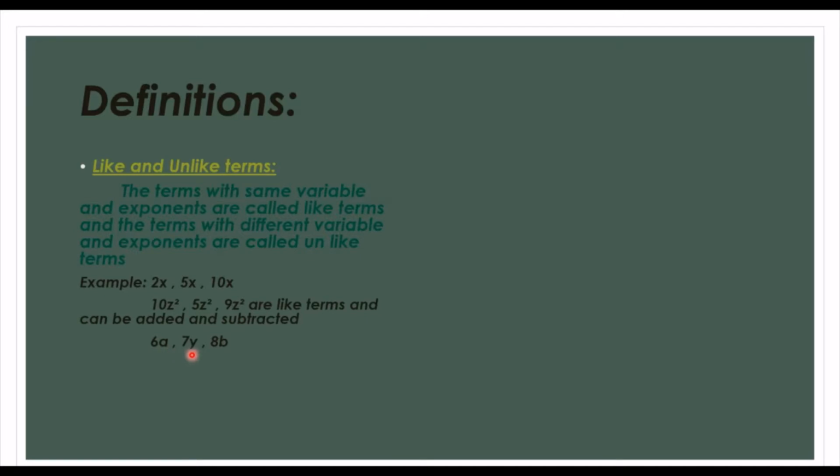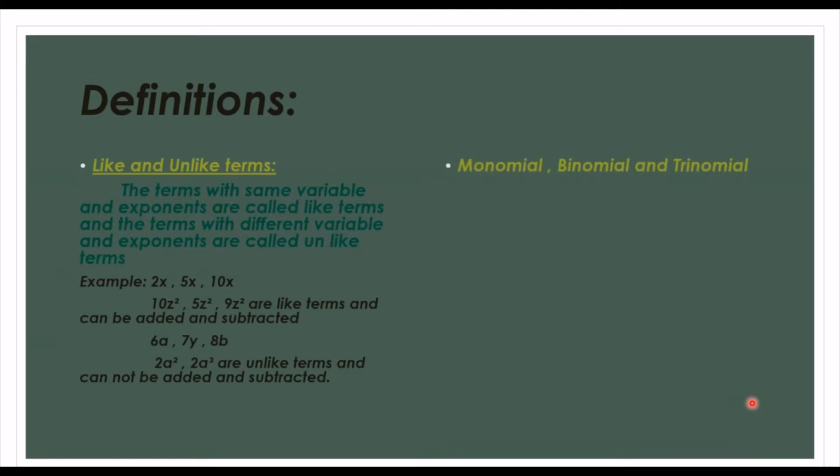But 6a, 7y and 8b are unlike terms. Similarly, 2a² and 2a³ are also unlike terms. In these terms, the variable is the same but the exponent is different. So these are unlike terms, because in like terms exponents and variables both are the same, and unlike terms cannot be added or subtracted.